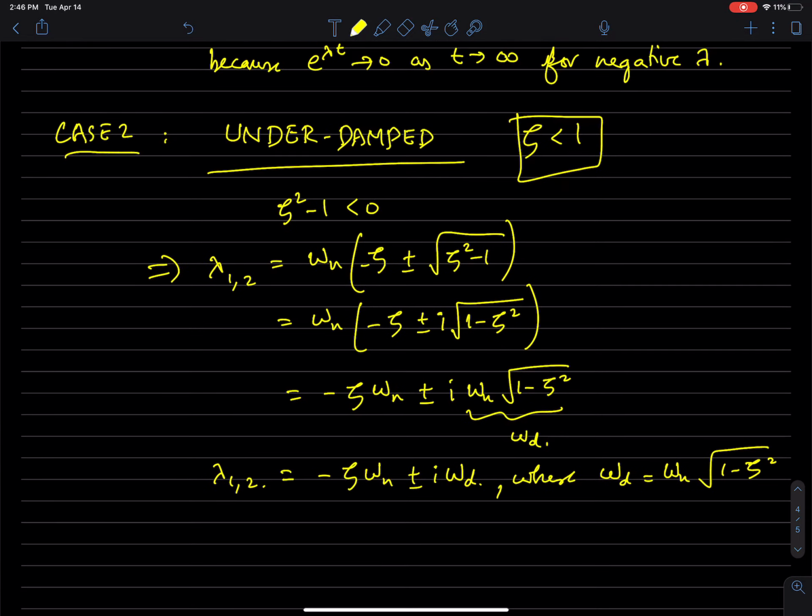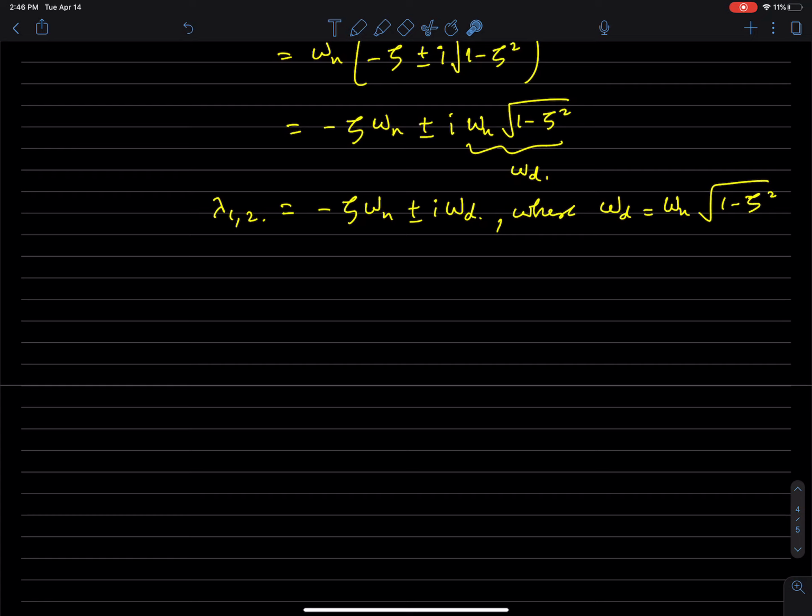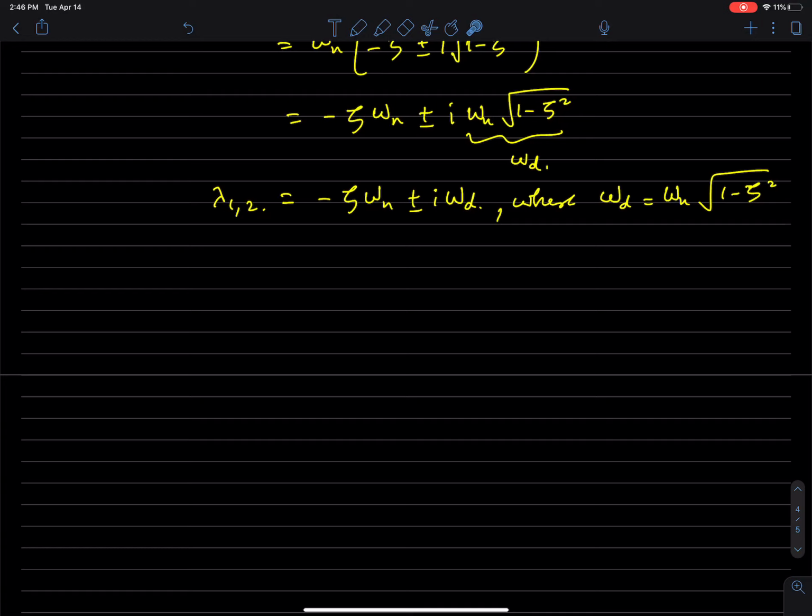Okay, so what does this all mean? We have two complex valued lambdas. If we leave the solution in this form, lambdas are complex valued, which means that a1 and a2 will be complex valued, which is sort of an inconvenient form for the solution. Instead, it's better to write the solution in the following form. The solution for x of t can be rewritten as follows.